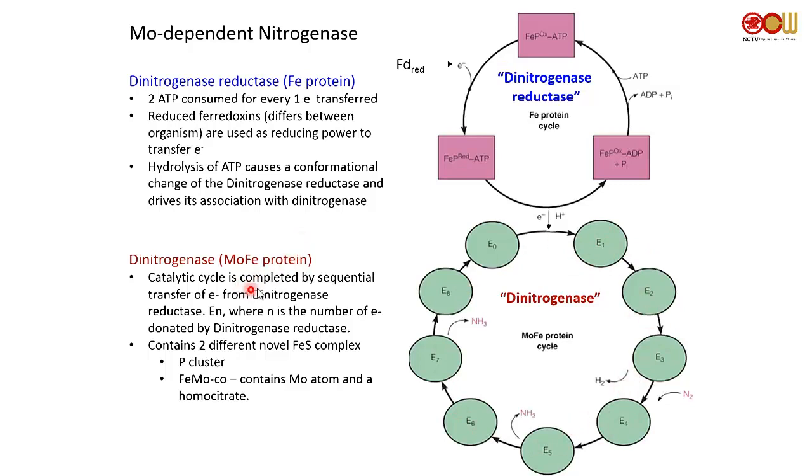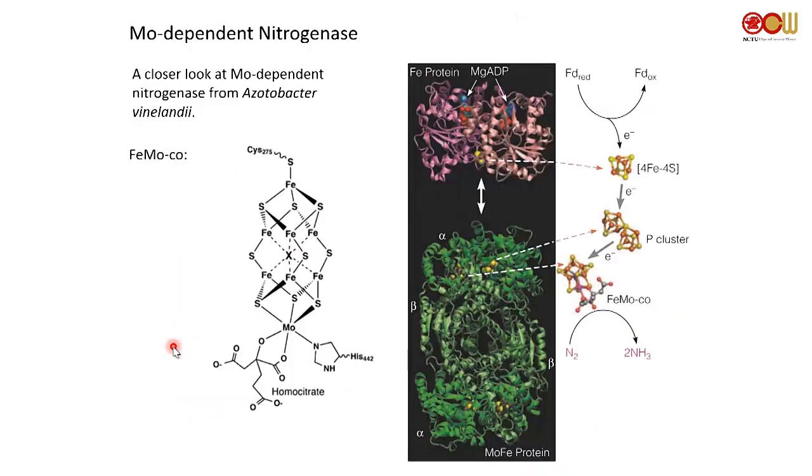So dinitrogenase is... The catalytic cycle is completed by sequential transfer of electrons from the dinitrogenase reductase. En, where N is the number of electrons donated by the dinitrogenase reductase. Okay? It contains two different novel iron-sulfur complexes. There's the P cluster, there's the FeMo cluster, okay, whatever, shows you right here. Right? So this is the iron molybdenum cofactor. It's this big complex, sort of a cluster that's inside of your dinitrogenase.